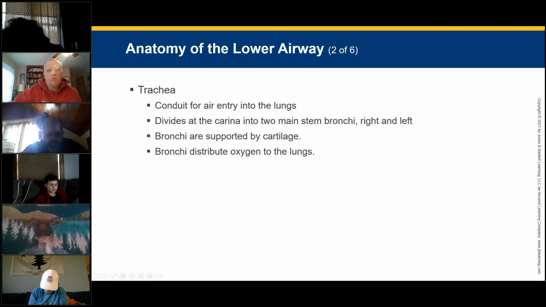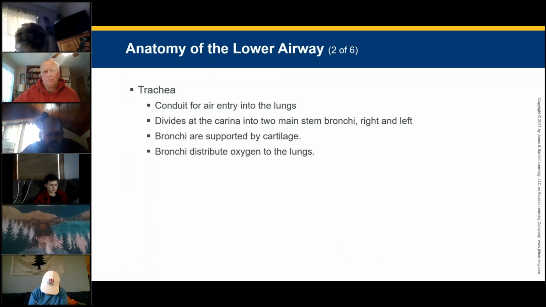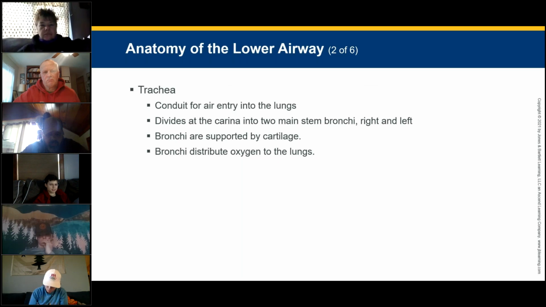The trachea, it's a conduit for air entry into the lungs. It begins directly below your cricoid cartilage. It descends down the midline of the neck into the thoracic cavity. In the thoracic cavity, the trachea divides at the carina into the two main stem bronchi, right and left. So the carina is that middle point.